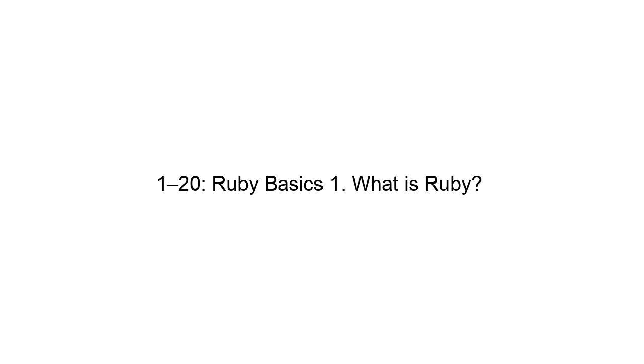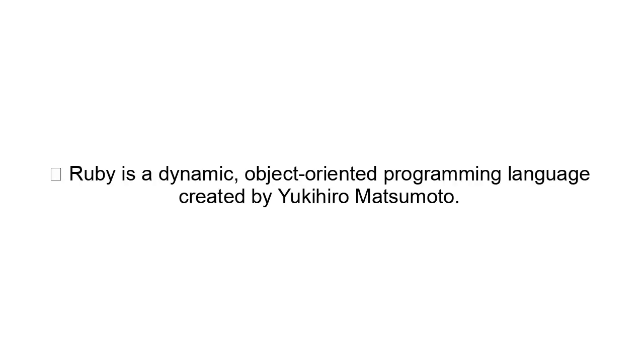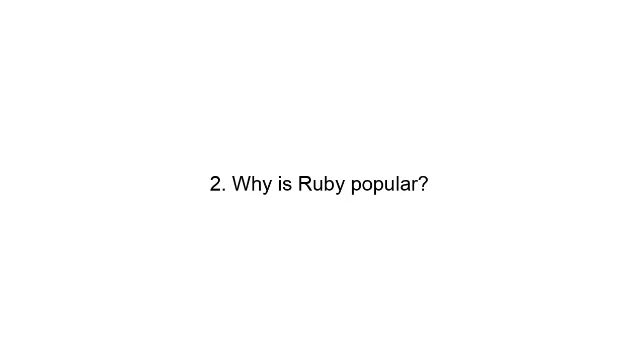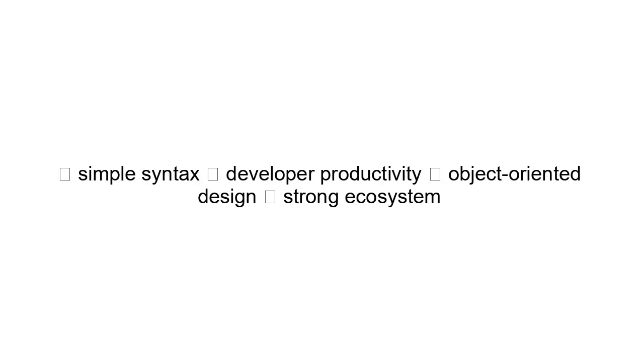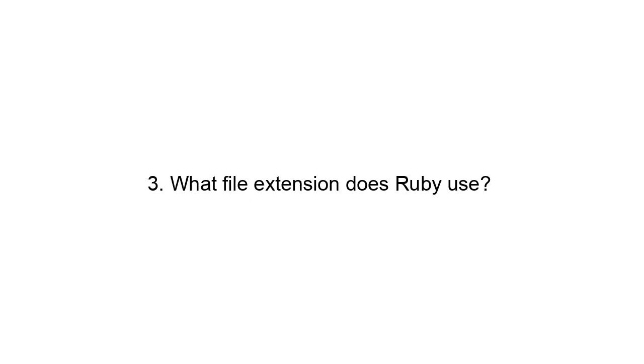1 to 20. Ruby Basics. 1. What is Ruby? Ruby is a dynamic object-oriented programming language created by Yukihiro Matsumoto. 2. Why is Ruby popular? Simple syntax, developer productivity, object-oriented design, strong ecosystem. 3. What file extension does Ruby use?